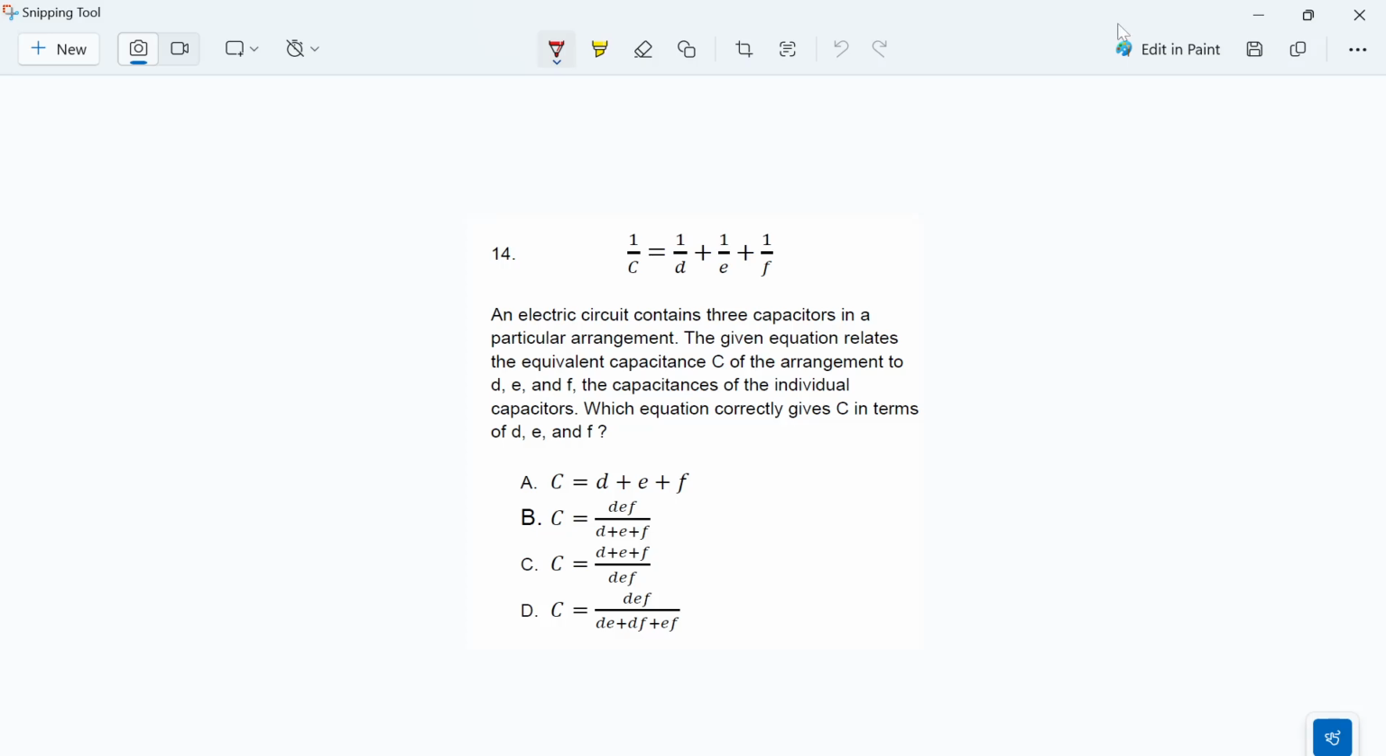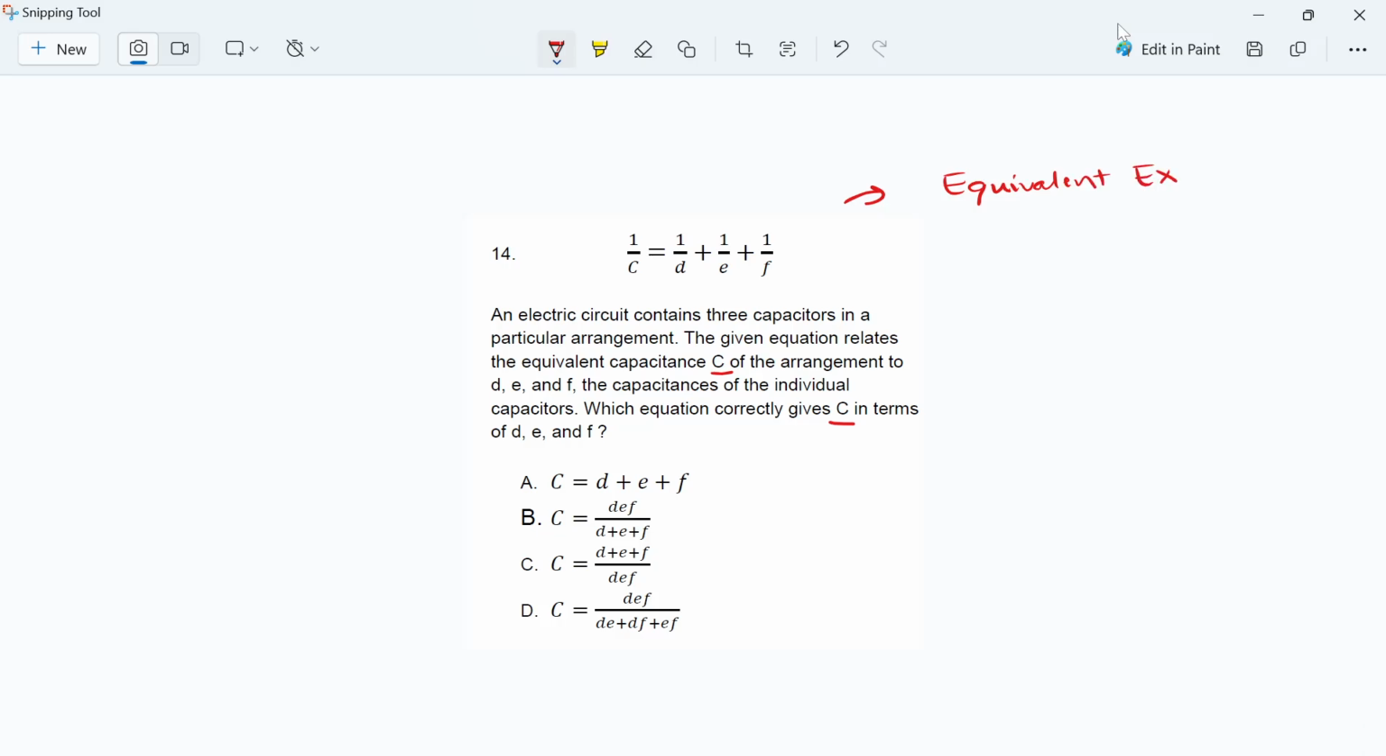Alright, so an electric circuit contains three capacitors in a particular arrangement. The given equation relates the equivalent capacitance C of the arrangement to D, E and F, the capacitances of the individual capacitors. Which equation correctly gives C in terms of D, E and F? This is the question of equivalent expressions.